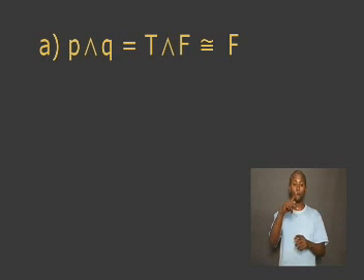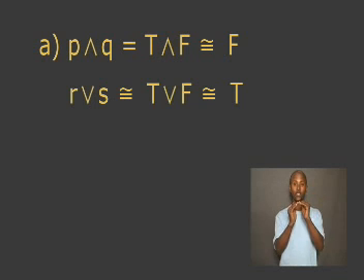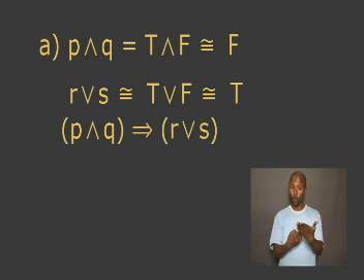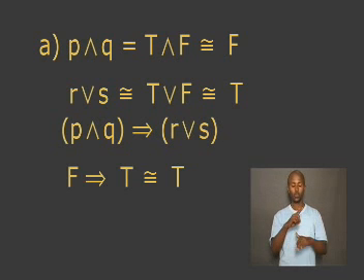P and Q equals true and false, which is equivalent to false. R or S is equivalent to true or false, which is equivalent to true. So the statement, if P and Q implies R or S, is equivalent to the statement, if false, then true. So the truth value of the statement is true.